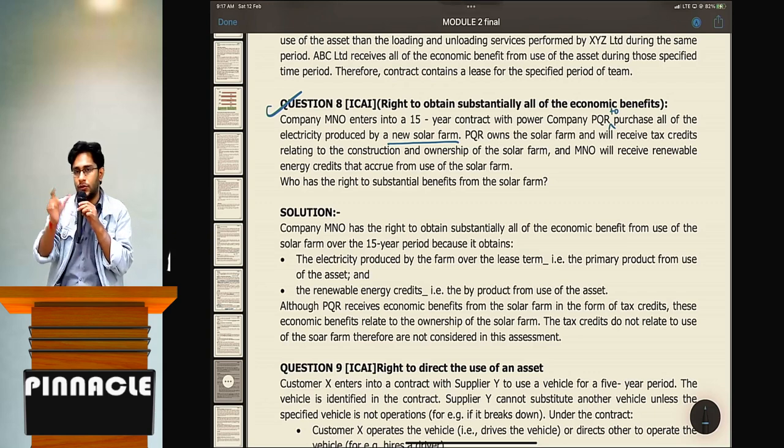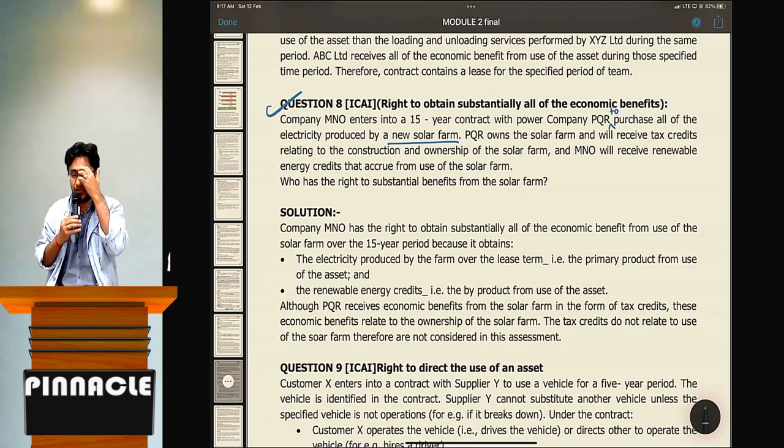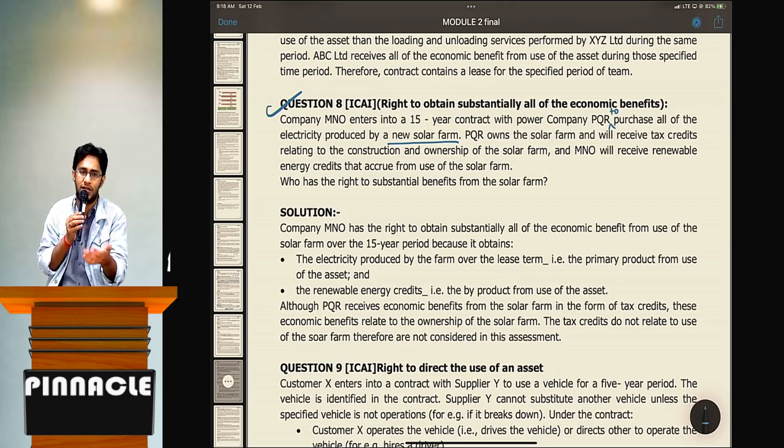Sir, for the right to control the use of an asset, two conditions are there. The first condition is that the customer should have the right to obtain substantially all of the economic benefits arising from the usage of the asset. Benefits from usage include the primary benefit, goods and services, and byproducts such as energy credits. Or you can sublease this asset to somebody and get the benefit from them also, that is also covered. Benefits that accrue because of the ownership of the asset are not to be considered for the purpose of deciding whether substantial benefits are enjoyed by the customer or not.